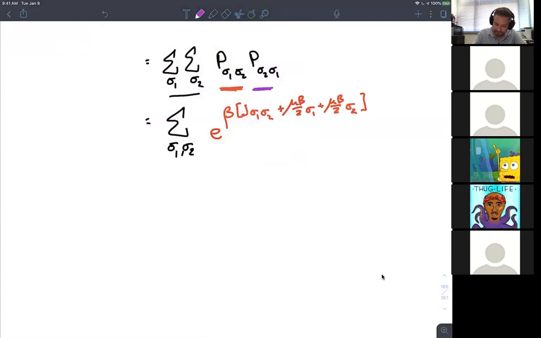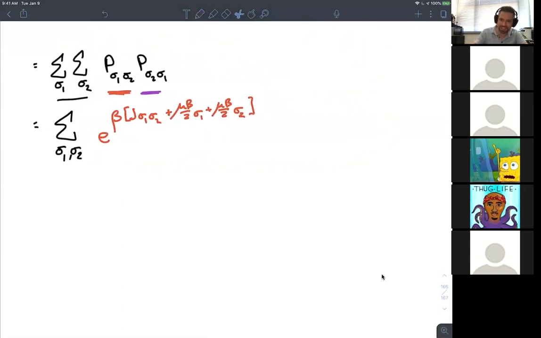Watch this, folks. Technology, am I right? Check it out. Now I write out this second matrix, and that's just e to the beta J, the same thing, with the labels switched.